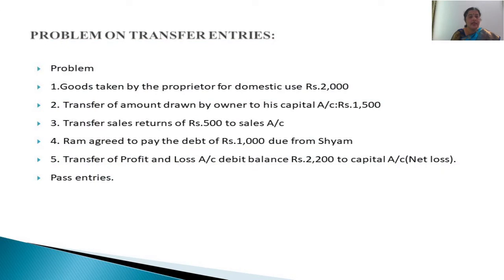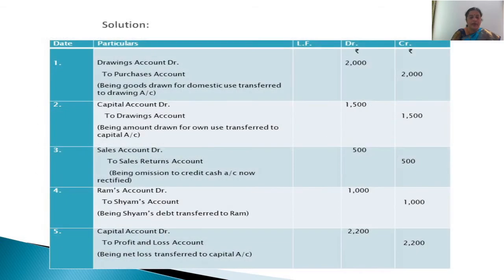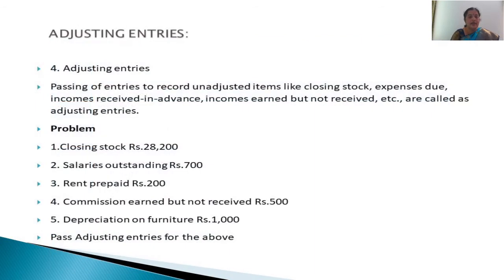Then the last thing is transfer of profit and loss account. Profit and loss account debit balance of 2200 to capital account, which is nothing other than net loss, because in profit and loss account debit balance means debit side is more. So debit side is more means it comes on the credit side of profit and loss account, which happens to be net loss. So net loss being transferred to capital account means obviously capital account debited to profit and loss account. So these are what we call transfer entries.